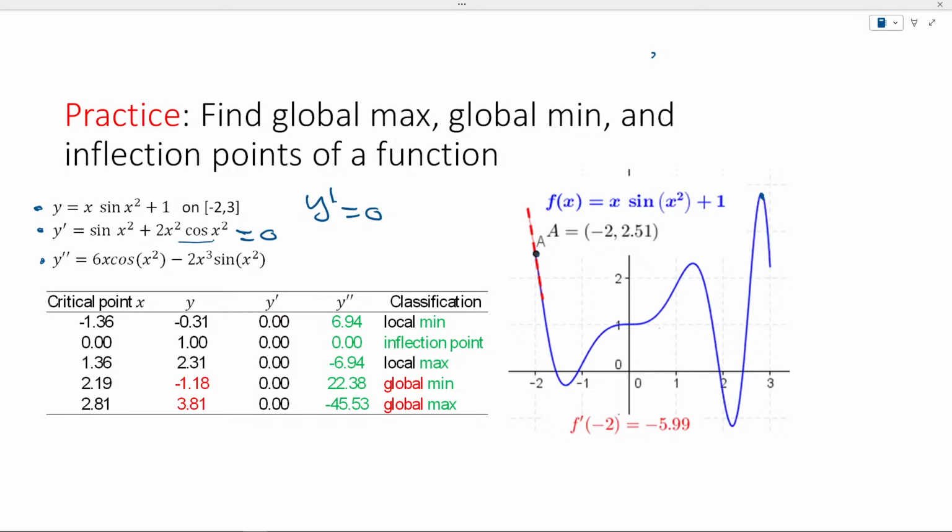Somebody might ask, how did you do this? How could you solve this algebraically and get 1, 2, 3, 4, 5 critical points? Well, actually, I didn't solve it algebraically. I solved it numerically, with Excel. You can do this with your calculator also. If you are interested in how to find the root of this equation numerically with Excel, you can watch the tutorial.